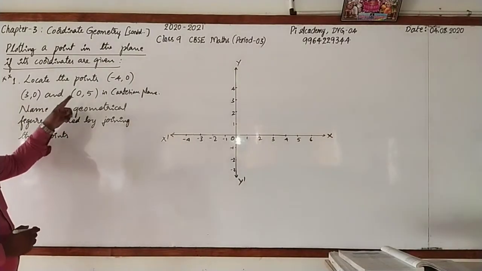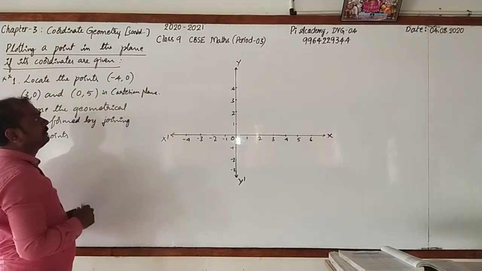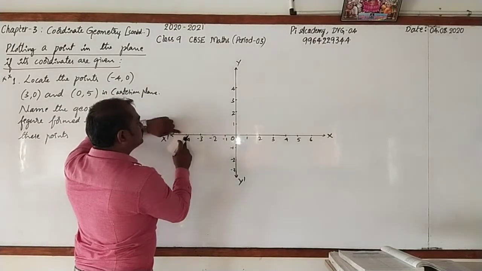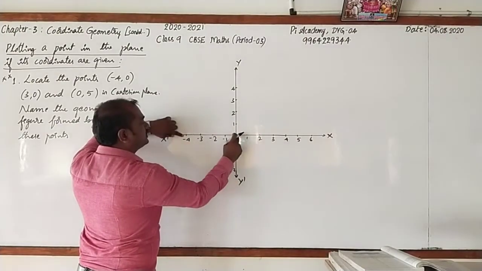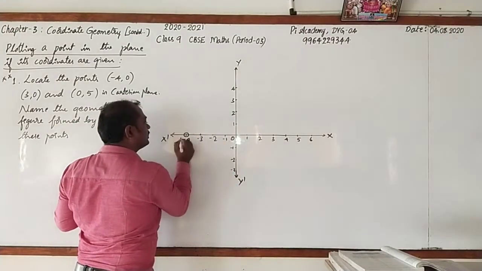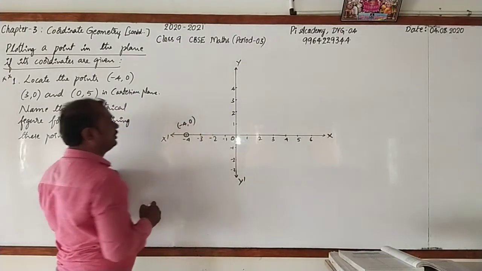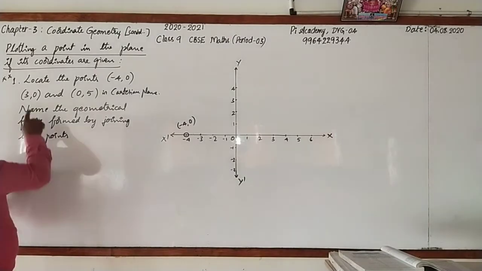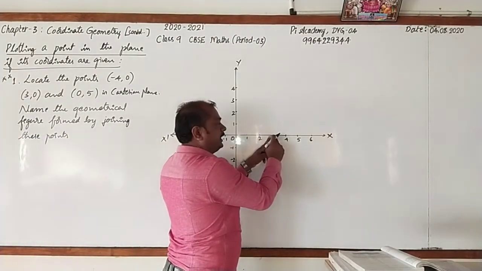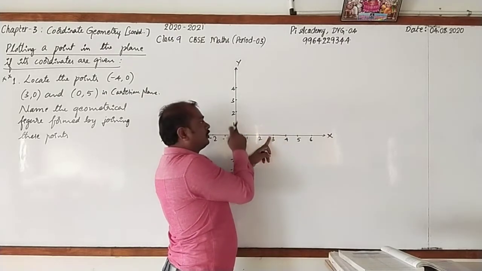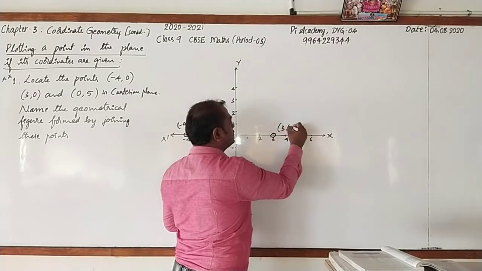Now, let us go for locating these points. (-4, 0). See that minus 4 is on the x-axis, 0 is on the y-axis here. So the point comes here. It is (-4, 0). Next, (3, 0). The point 3 is on the x-axis and 0 on the y-axis. That comes here. (3, 0).